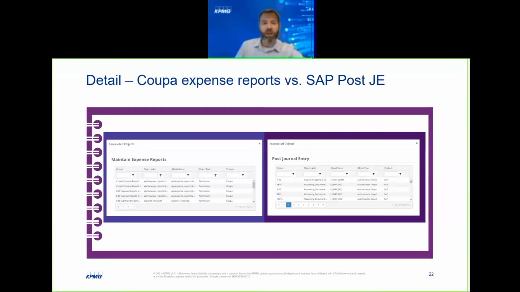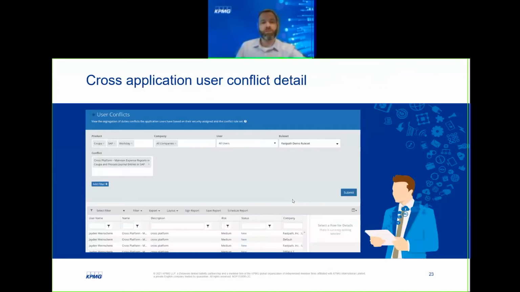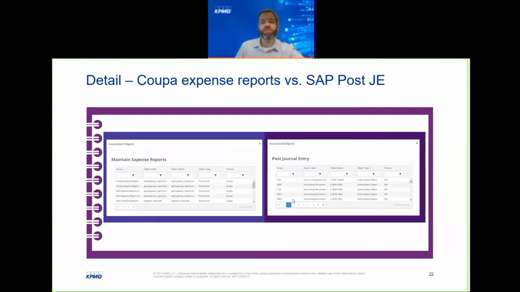This is where we set it up. We've got the two different rules or functions that we want to define. We keep the maintain expense reports function and all the permissions associated with it, maintained on the Coupa side, and post journal entry on the SAP side. And then lastly, we get to our results, and this is how we work through all these results within the system.